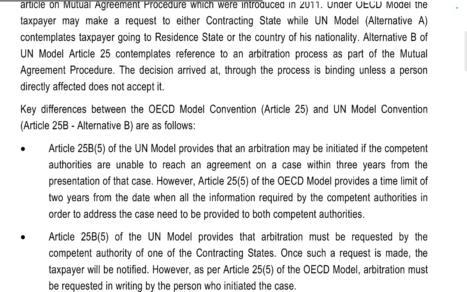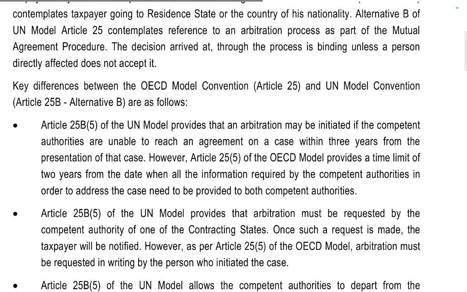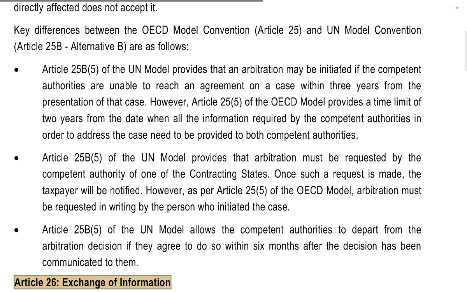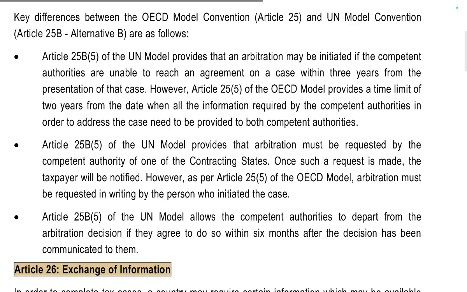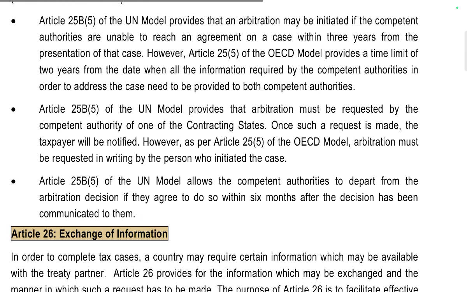The decision arrived at through the process is binding unless a person directly affected does not accept it. The key differences between the OECD model convention and the UN model convention, that is Article 25 and Article 25B alternative, are as follows. Under Article 25B paragraph 5, the UN model provides arbitration may be initiated if the competent authorities are unable to reach agreement on the case within 3 years from the presentation of the case. However, under Article 25 of the OECD model, the time limit is 2 years from the date all the information required by the competent authorities to address the case has been provided to both competent authorities.